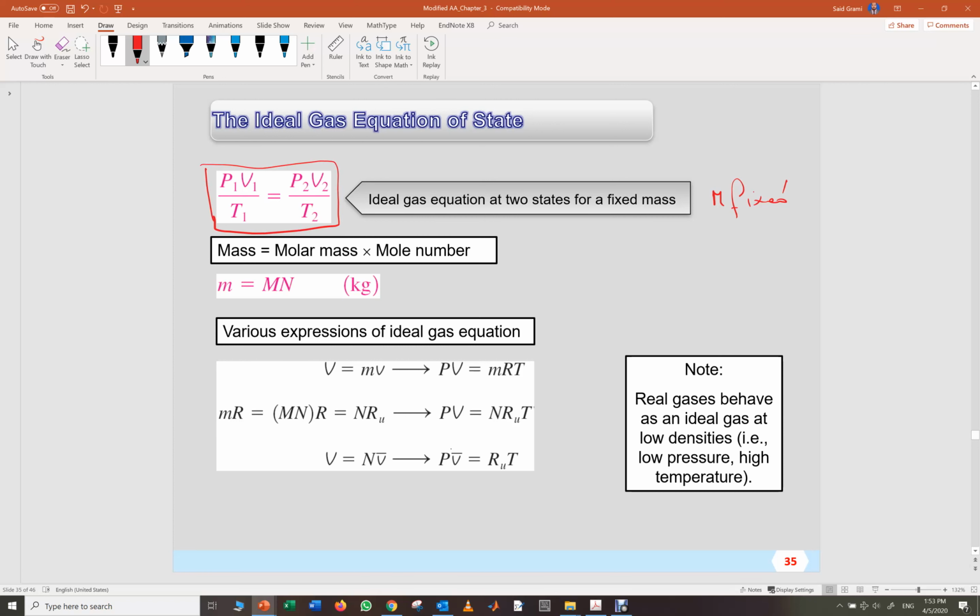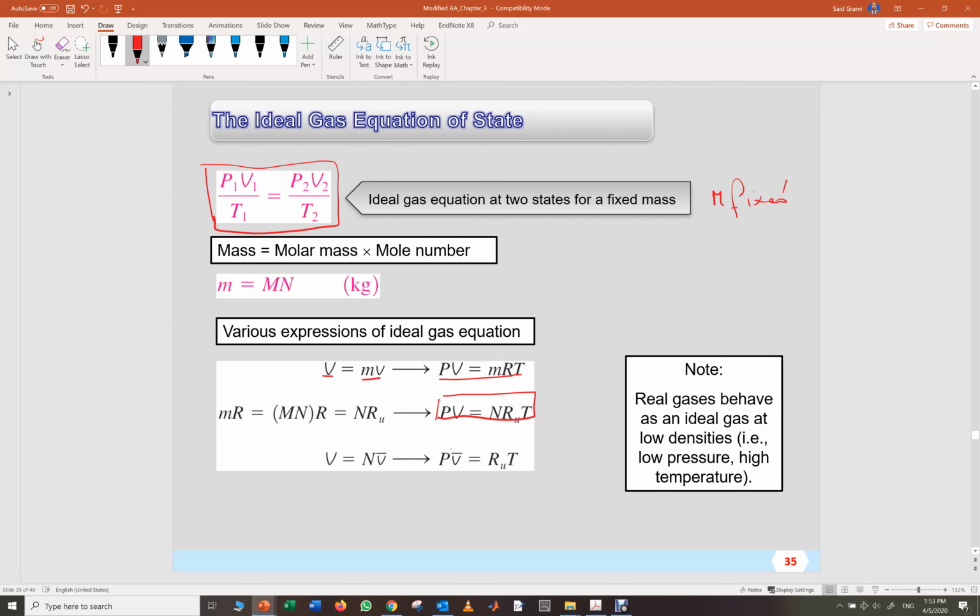Mass is molar mass multiplied by molar number: m is MN, where N is the molar number, M is the molar mass, and m is the mass. Various expressions of the ideal gas equation: V equal to m multiplied by specific volume, so we can get the equation PV equal to mRT. mR is MNR, which is equal to N Ru. So PV equal to N Ru T.